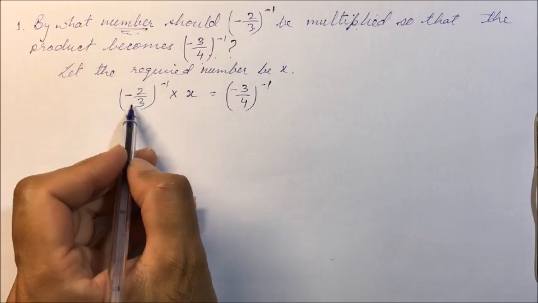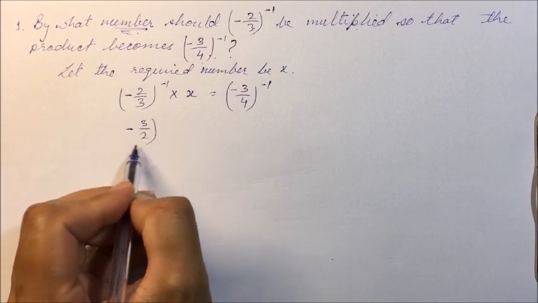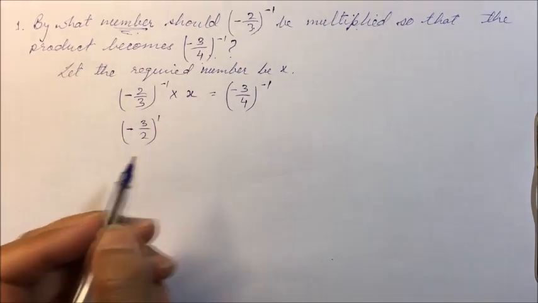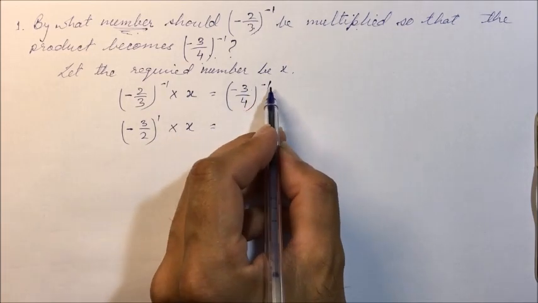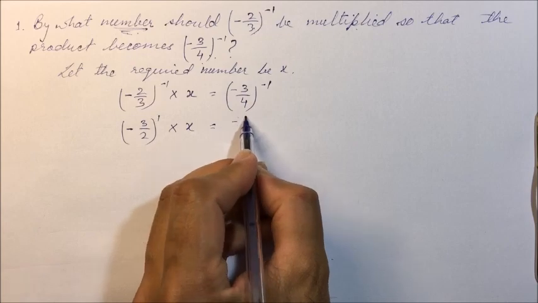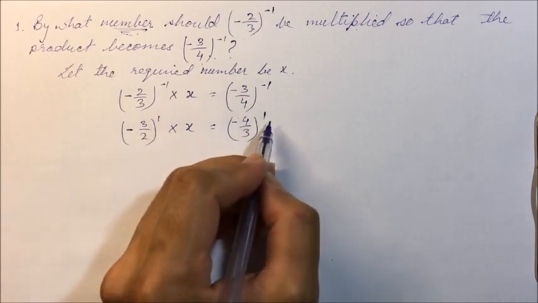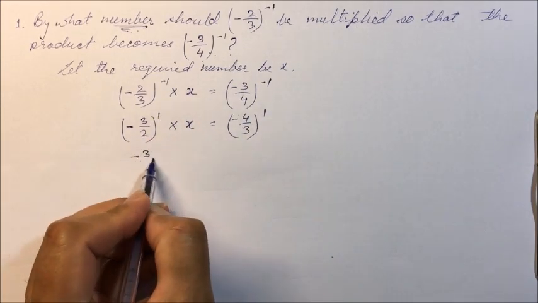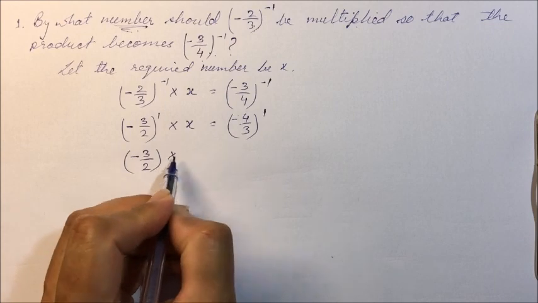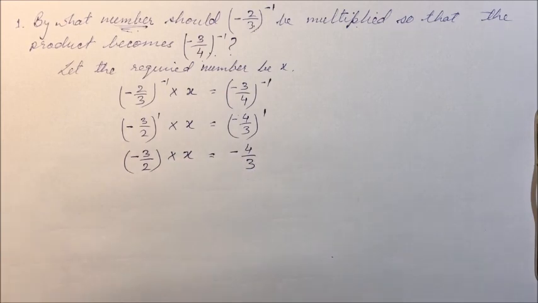So first we'll take the reciprocal of this one. It will be (-3/2)^1 into x equal to, taking the reciprocal of this one, (-4/3)^1. If we do not put 1, it's fine. It is not required that we put 1 here, or we can write it as -3/2 into x equal to -4/3.